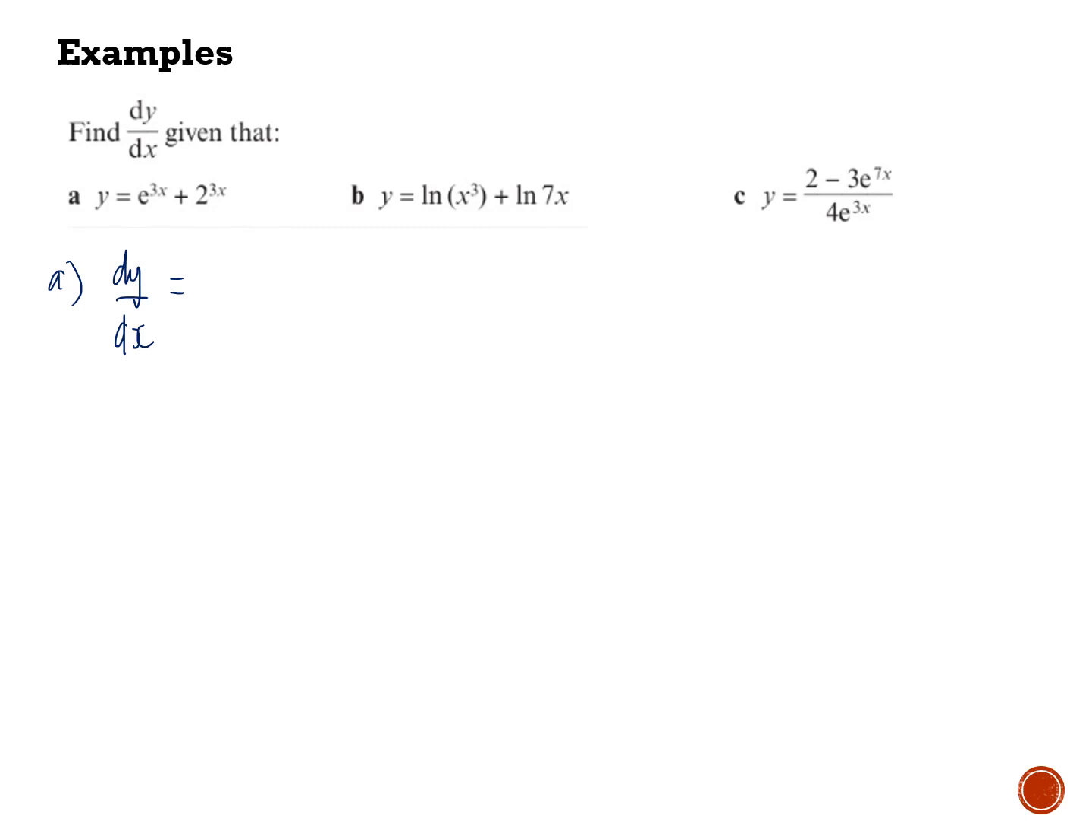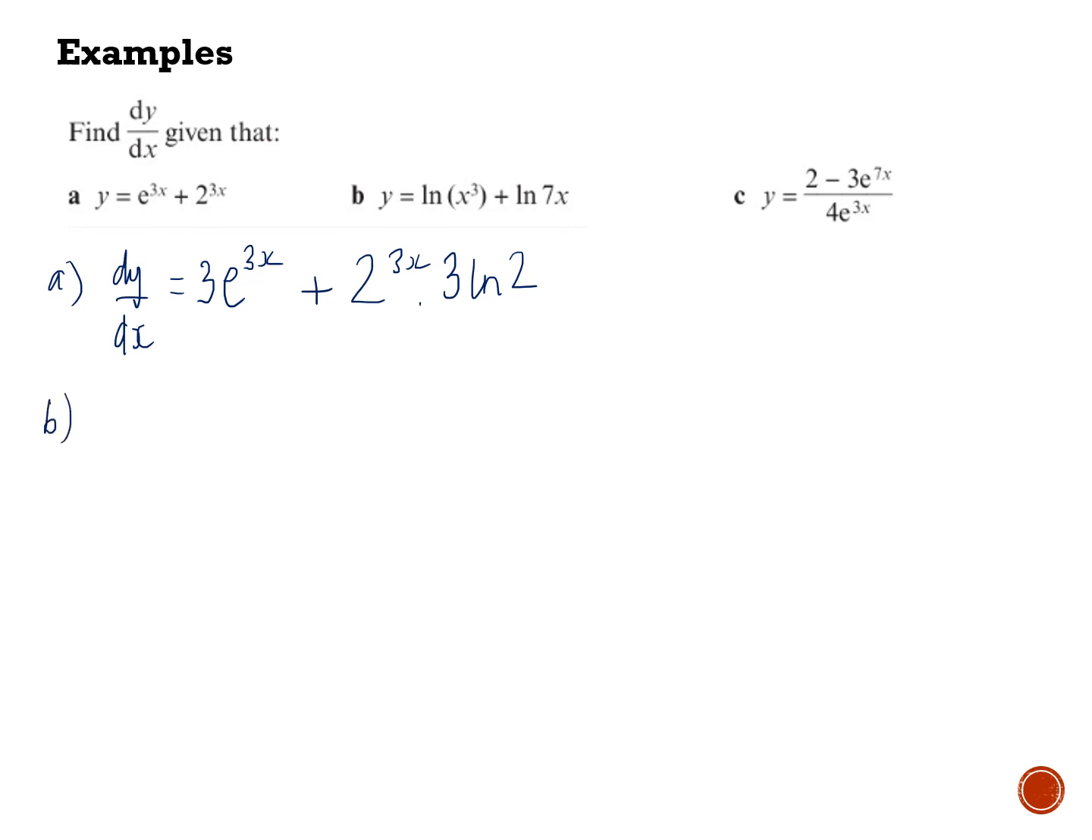My first bit, e to the 3x, remember what you do, you write down the e to the 3x and it's just times by a 3. Okay, 2 to the power 3x, write down the 2 to the power 3x. What do you times by? 3 ln 2. Did you all get that right? Hopefully you did. Okay, part B then.